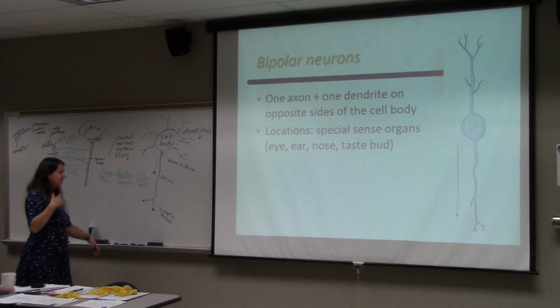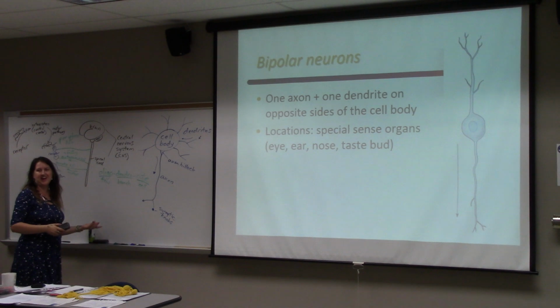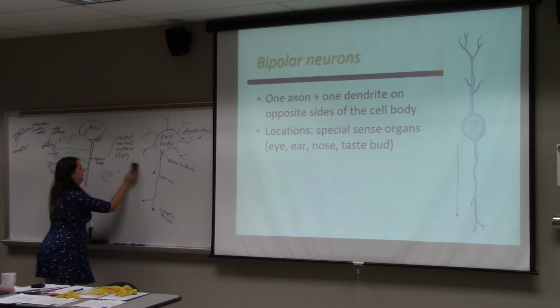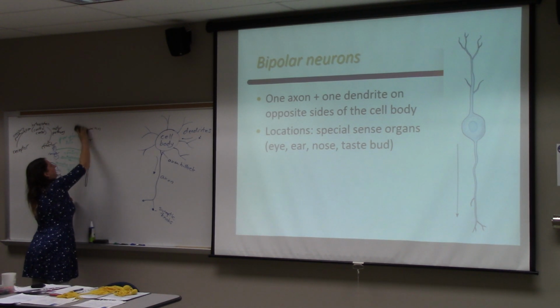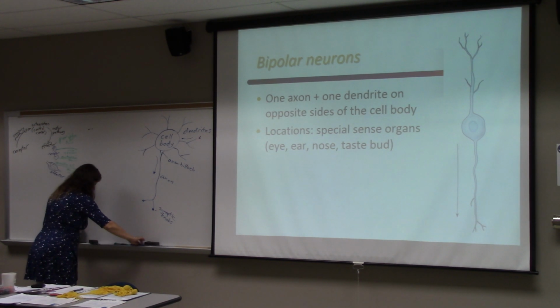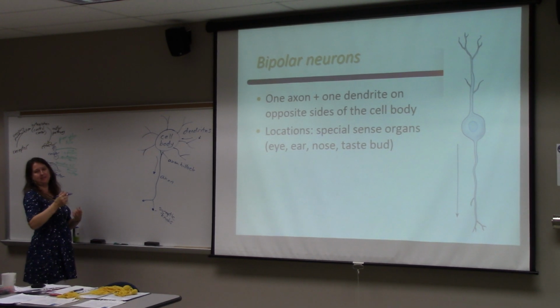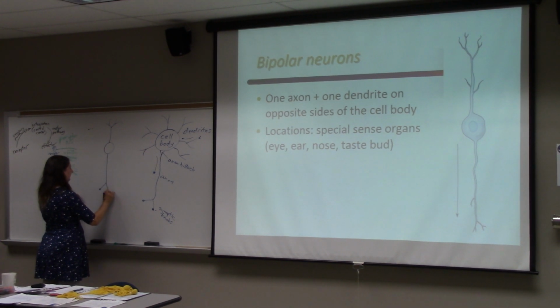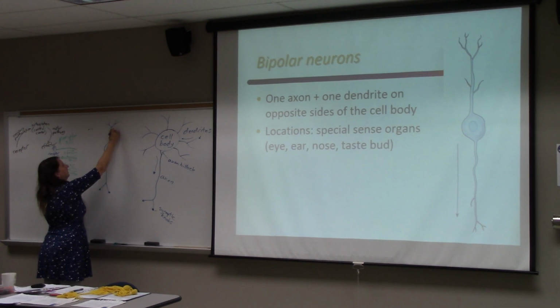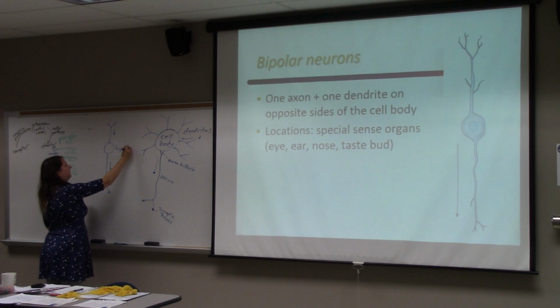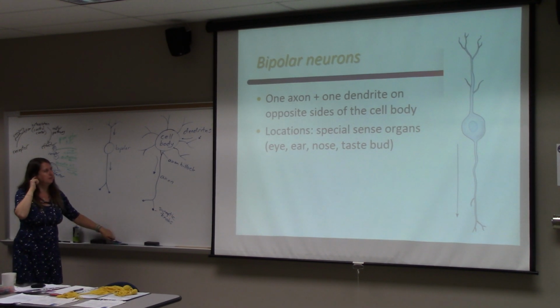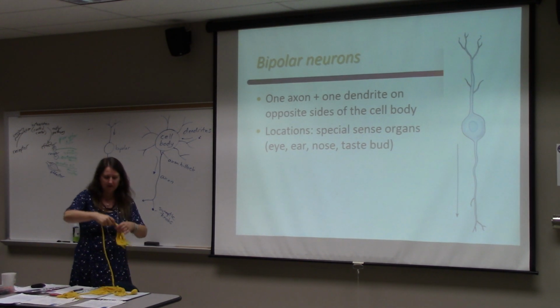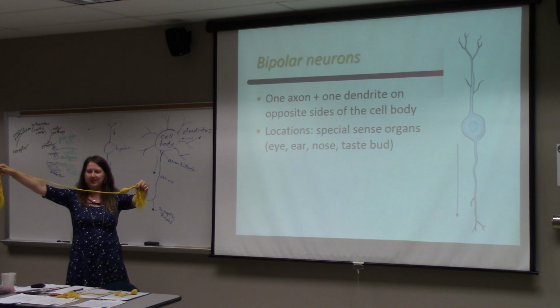Bipolar neurons have two projections. It's one axon and one dendrite. They connect to opposite sides of the cell body. Bipolar neurons are always sensory.